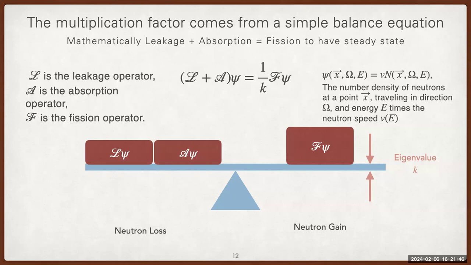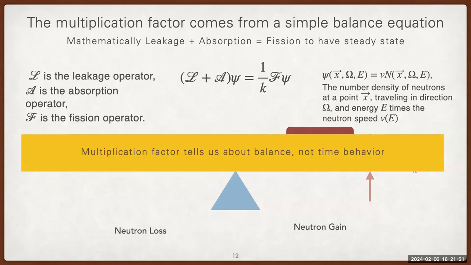And it comes from this balance equation right here and how we modify it. Okay, but it tells us about balance. It does not tell us what the time behavior looks like. It says what can happen at long time, or what do I need to do to get a steady solution here?